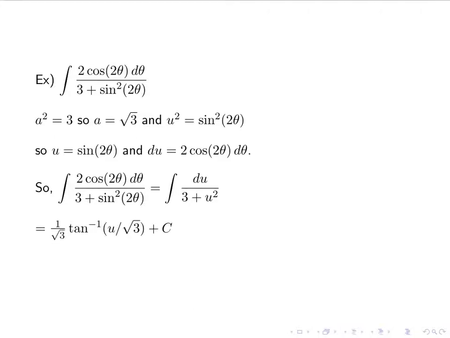And then remember again, with tan inverse, there are two a's involved, or two 1 over a's. So 1 over root 3, tan inverse of u over root 3, plus c. Plug back in what u is, and I get 1 over root 3, tan inverse of sine of 2 theta over root 3, plus a constant. Okay, so try them out.